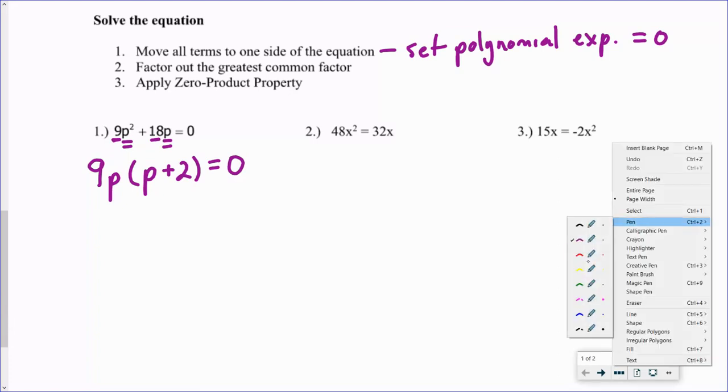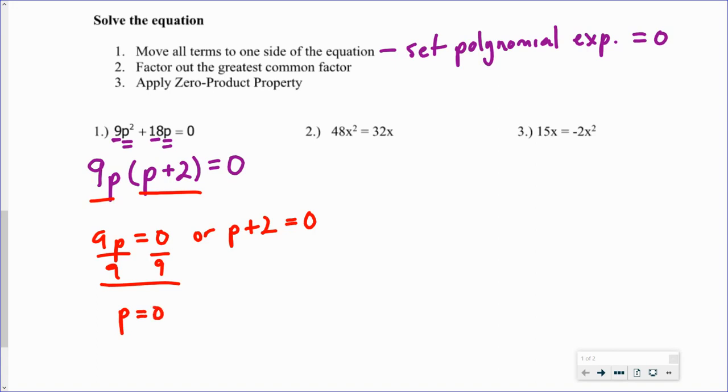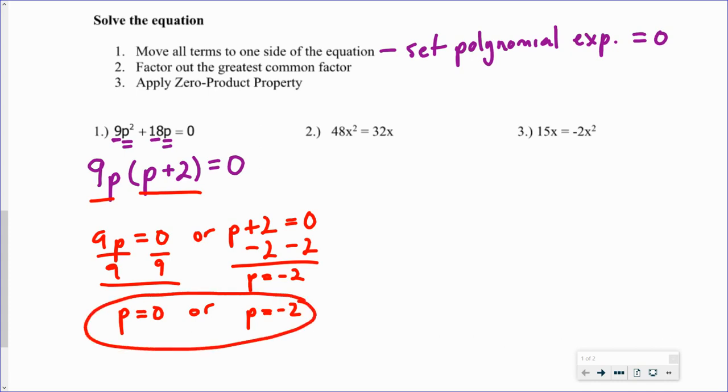Now let's apply the zero product property. I'm going to set each of these factors equal to 0: 9p equals 0, and p plus 2 equals 0. On the left-hand equation, we're going to divide both sides by 9, and one of our solutions would be p equals 0. Or if we subtract 2 from both sides, we get p equals negative 2. So p equals negative 2 is another solution. These are the 2 solutions to that equation.